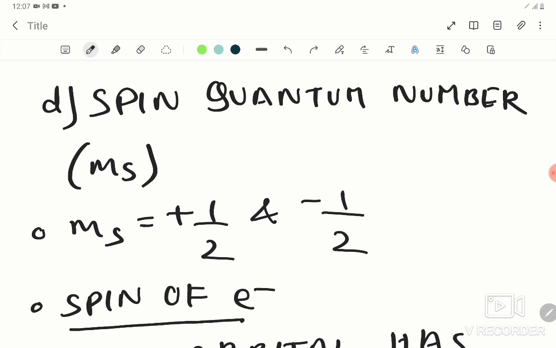In the next video, we are going to look at the energy of these orbitals, and we will also observe electronic configuration.